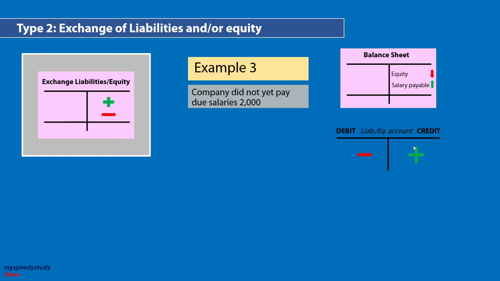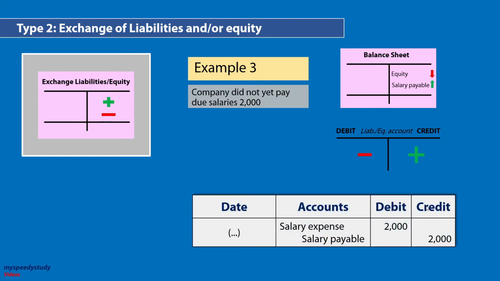Here we can see that for liability accounts and equity accounts, anything that increases such an account is on the credit side, and anything that decreases such an account is on the debit side. So therefore, since the equity goes down and the liabilities go up, our journal entry reads debit record, salary expense 2,000, credit record, salary payable 2,000.